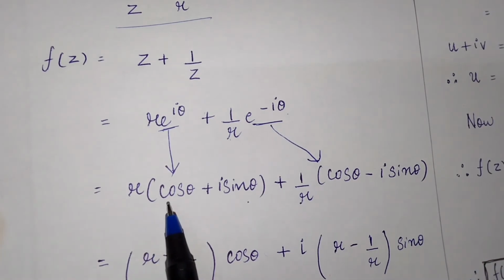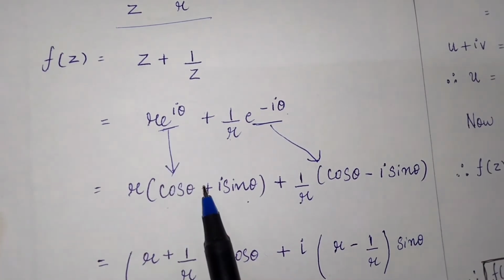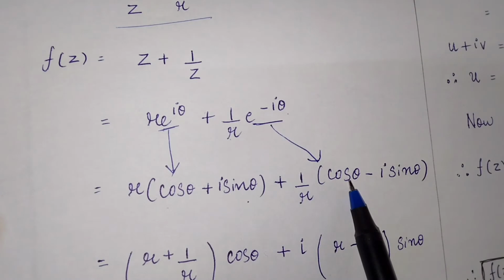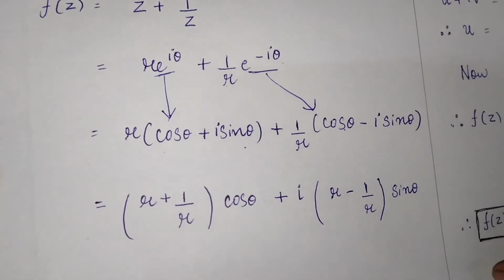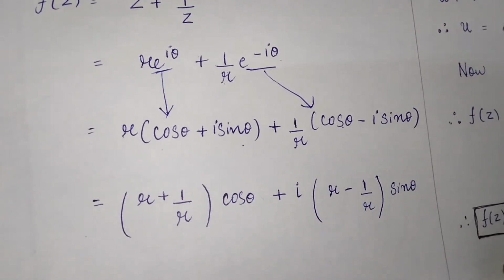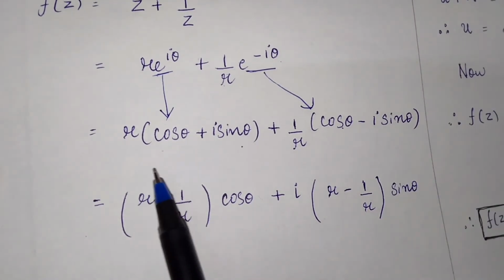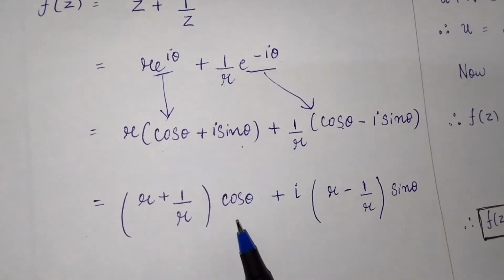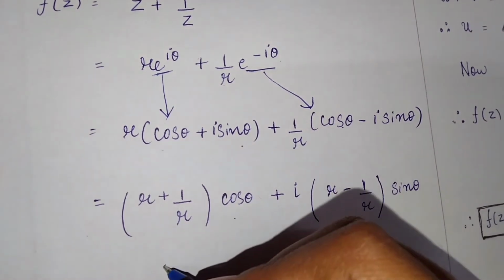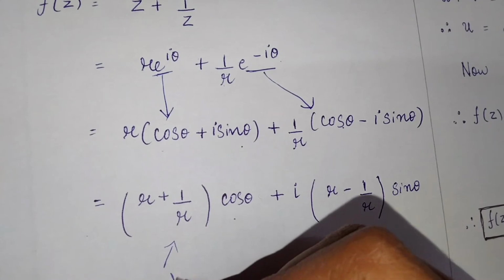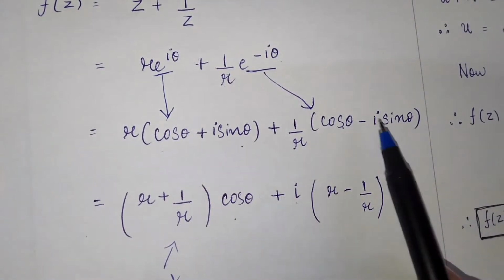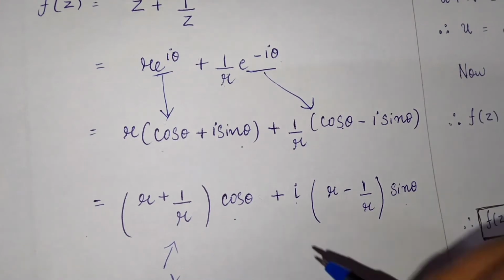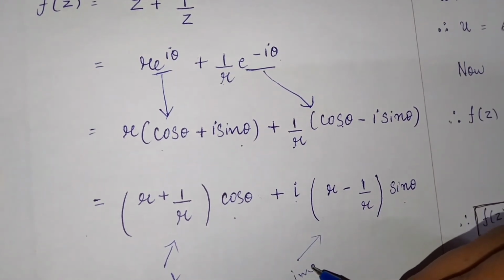So here you have to substitute the value of e raised to i theta, and here the value of e raised to minus i theta. Okay? Now if we take the real part and the imaginary part, then our real part will be r plus 1 by r into cos theta. This is our real part. And this is our imaginary part, that is r minus 1 by r sin theta.